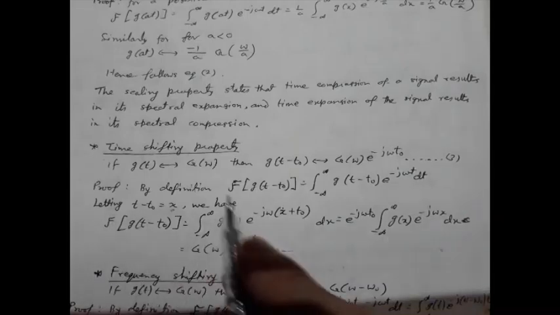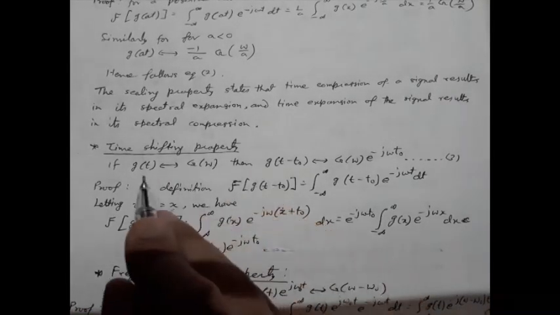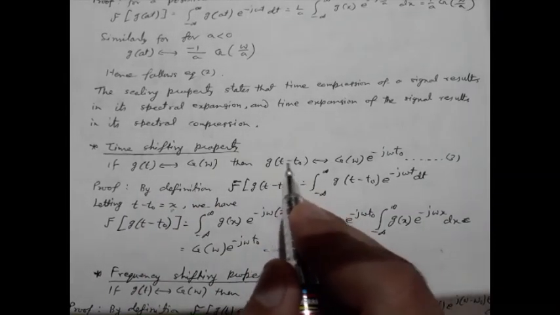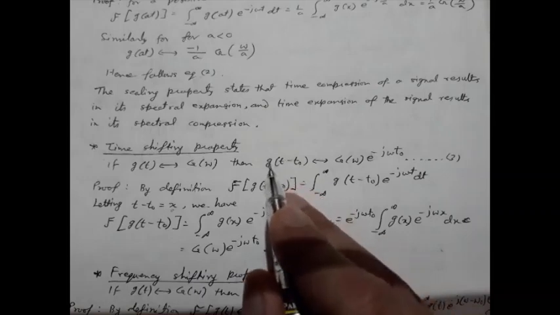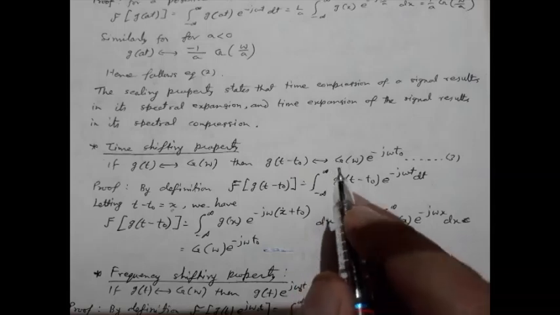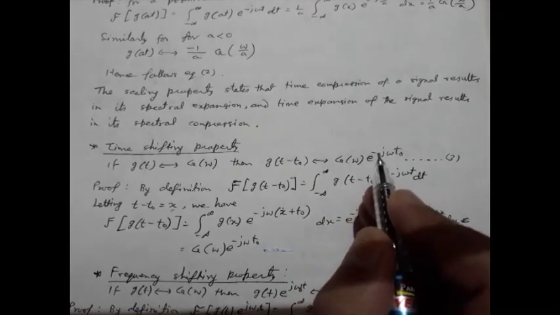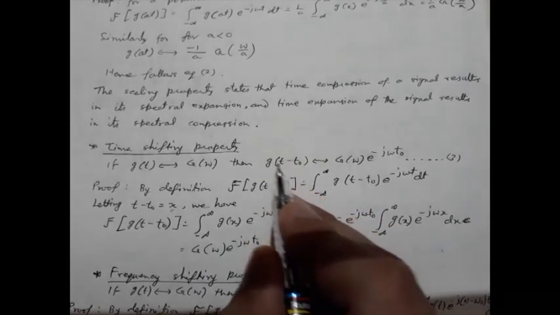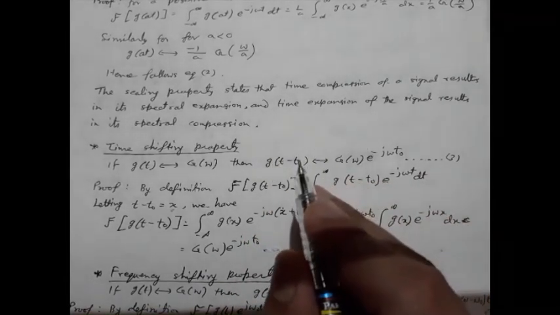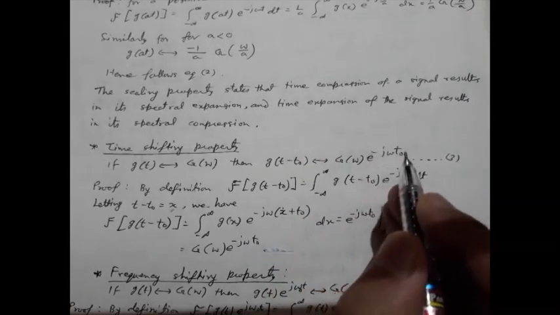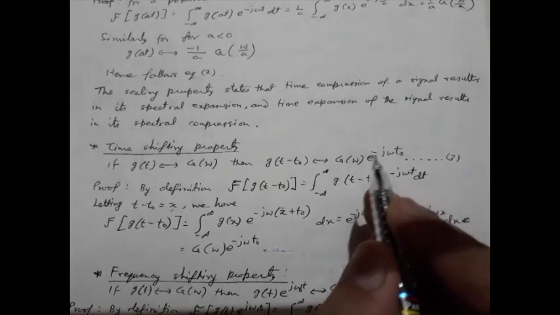Next one is the time shifting property. If the Fourier transform of g t is G omega, then g t minus t0, this is the time shifting. If we transform this function g t minus t0 into the Fourier domain, then it will be G omega e to the power minus j omega t0. That means shifting in time domain will produce a phase shift. E to the power minus j omega t0 is the phase shift in the frequency domain.